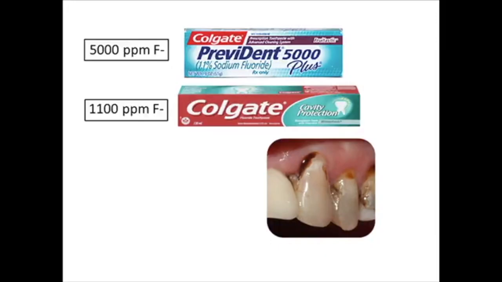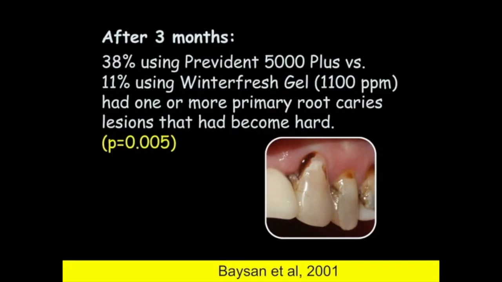Let's return to the example of the effect of fluoride on remineralization of primary root caries lesions. Bazin et al. found better results for Prevident after 3 months, with approximately 38% of the subjects using Prevident, compared to 11% of those using Winterfresh gel, having one or more primary root caries lesions that had hardened. P equals 0.005. What does this P equals 0.005 mean?